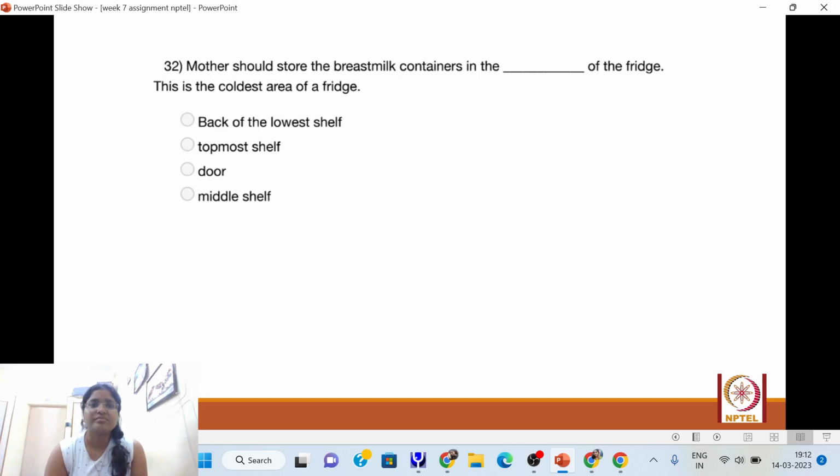Okay. Mother should store the breast milk containers in the dash of the fridge. This is the coldest area of the fridge. Back of the lowest shelf, topmost shelf, door, or middle shelf.